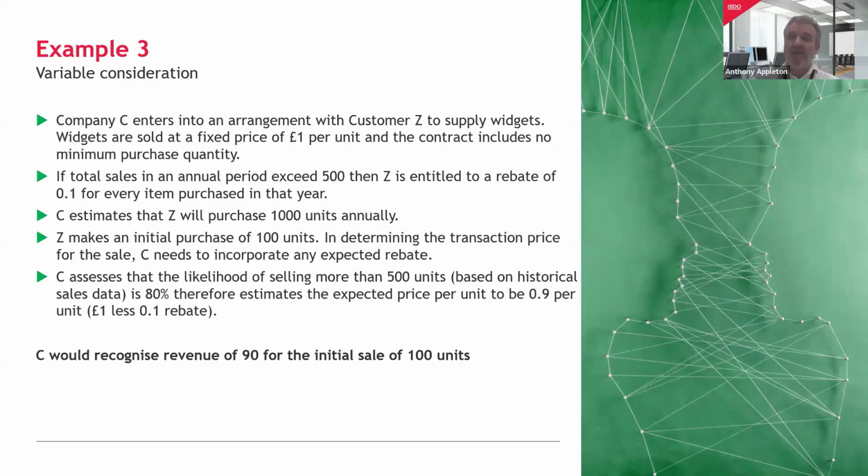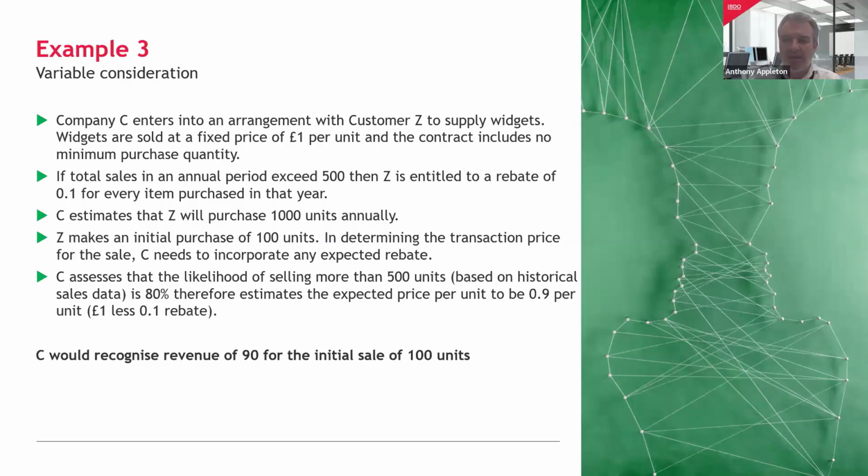So we then need to think, what is the future we expect? We might go for an expected value, or we might go for the most likely amount. But using whichever process is appropriate, they've estimated that Z will purchase 1,000 units in the year. So we do expect to reach a level where our revenue will be limited. So we need to incorporate that into our determination of the overall transaction price.